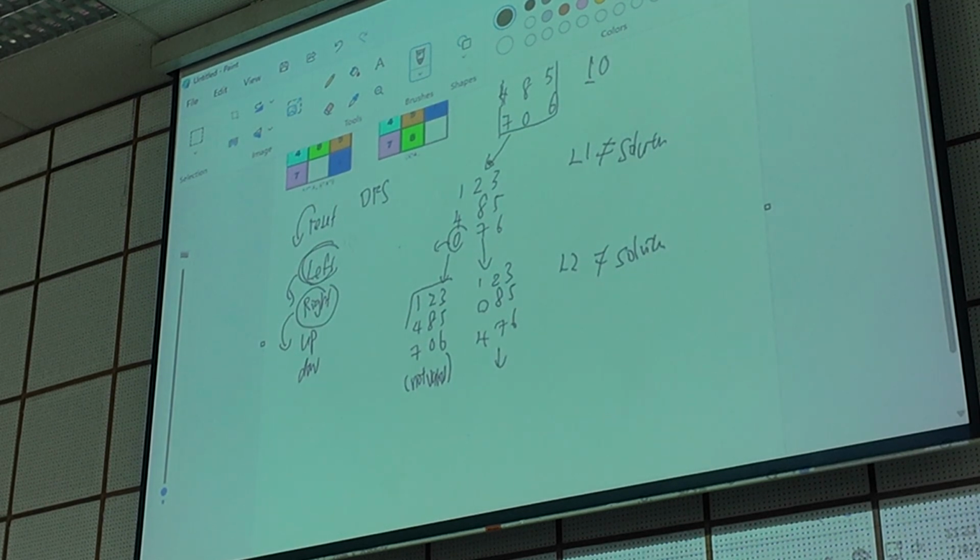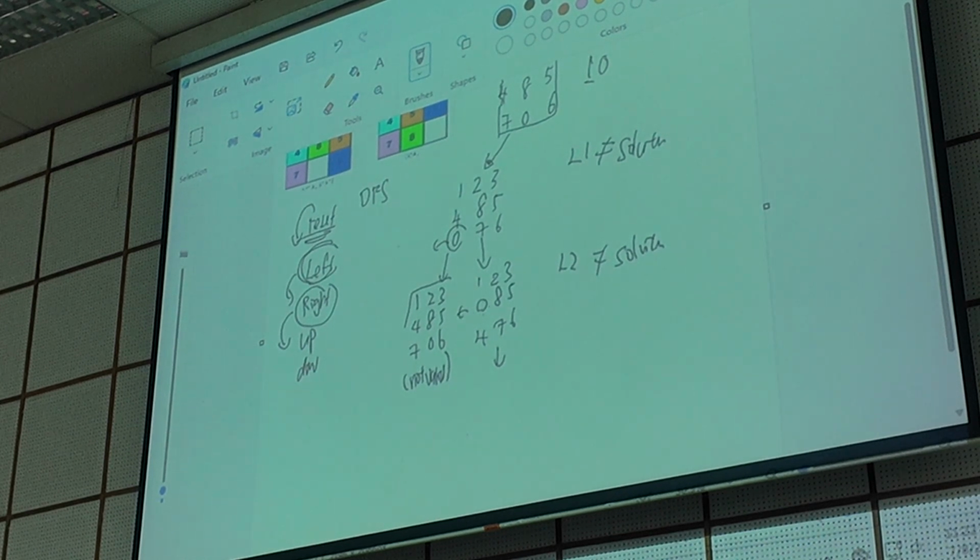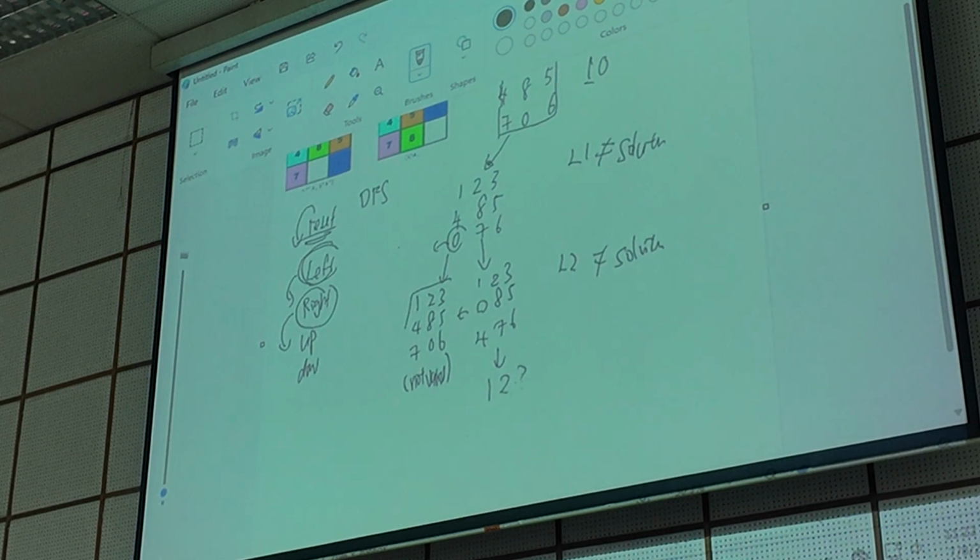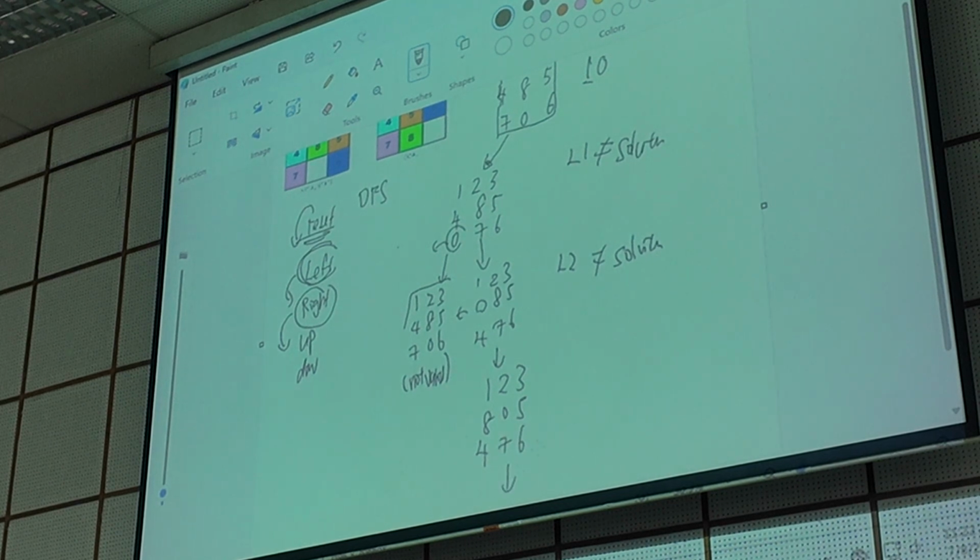You need to continue, reset the successor functions, go to the left hand side. Cannot go to the left hand side, then you go to the right hand side. So you go to the right hand side, you give you 8, 0, 5, 4, 7, 6. Then you continue until you get the solution.